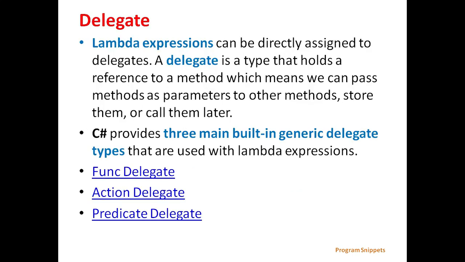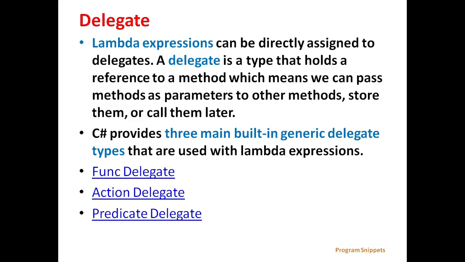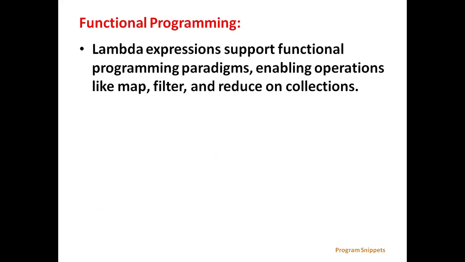Then delegates. Lambda expressions can be directly assigned to delegates. A delegate is a type that holds a reference to a method, which means we can pass methods as parameters to other methods, store them and call them later. C# provides 3 main built-in generic delegate types that are used with lambda expressions: Func delegate, Action delegate and Predicate. And functional programming. Lambda expressions support the functional programming paradigm, which enables operations like map, filter and reduce on collections.